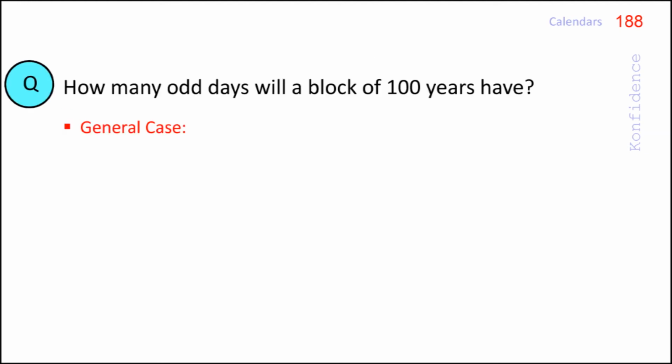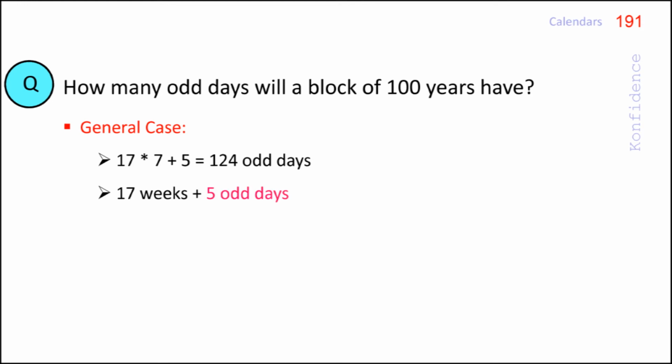So, in the general case of a block of 100 years, there will be 17 into 7 plus 5, that is equal to 124 odd days, meaning there will be 17 weeks plus 5 odd days, which is equivalent to 5 odd days for 100 years. In the case of 100 years ending with a leap year divisible by 400, it will be 17 weeks plus 6 days. Therefore, there will be 6 odd days in such a block.